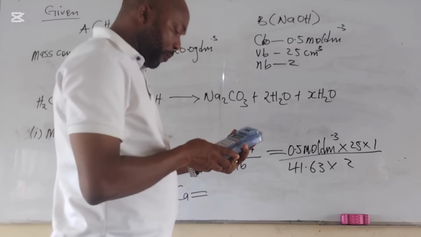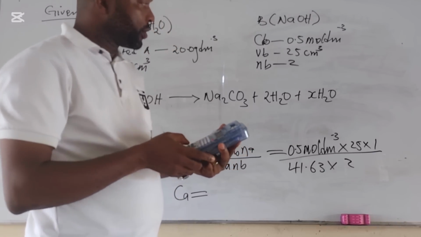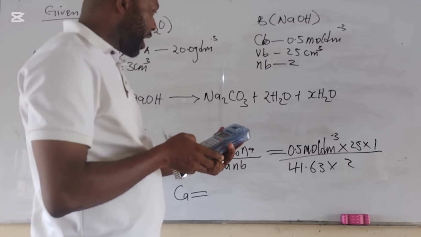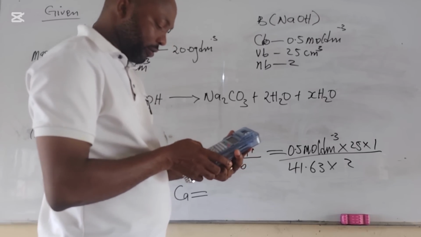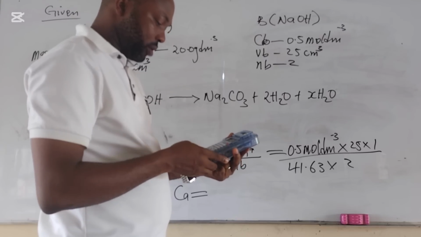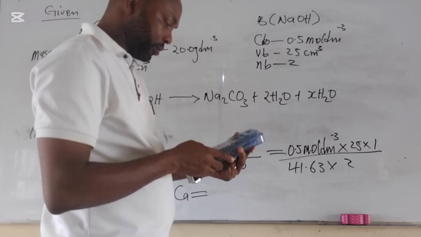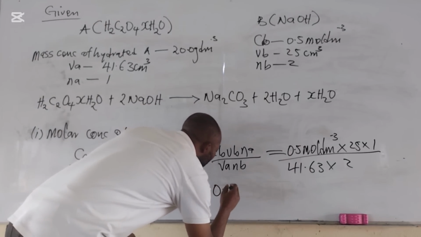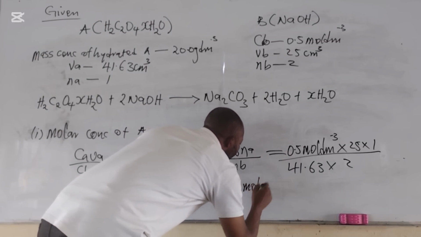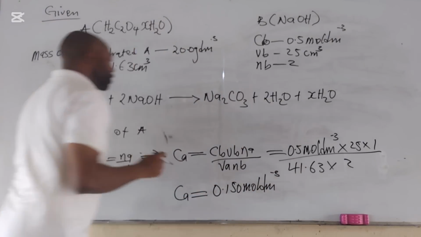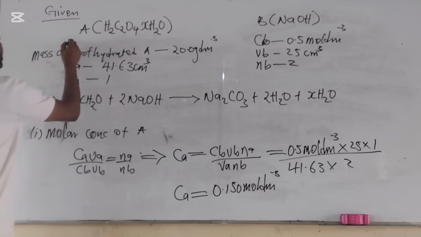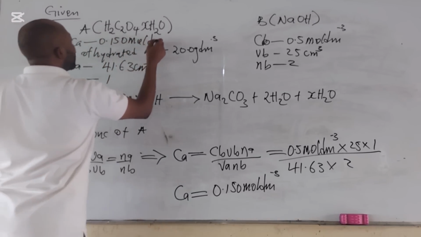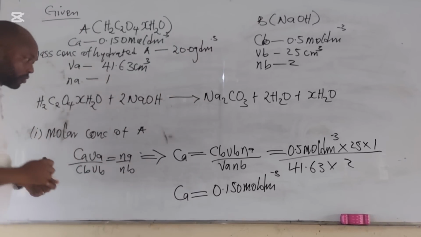Therefore I have 0.5 times 25, divided by 41.63. So divide by 2. We have 0.150. So this is 0.150 mole per dm cube. So we've gotten the molar count of the acid, which is CA, 0.150 mole per dm cube. Now, question 1 solved.